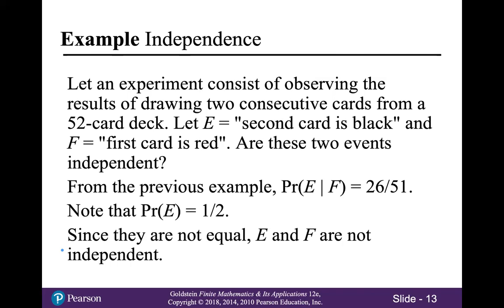And intuitively, you can kind of see why they're not independent. If I pick a card and I look at it and I say, okay, I want you to guess whether this card is black. Oh, I'll give you a hint. The first card I picked was red. That makes it more likely that the second card was black. And that's why they're not independent, because that first card being red made it more likely that the second card was black.